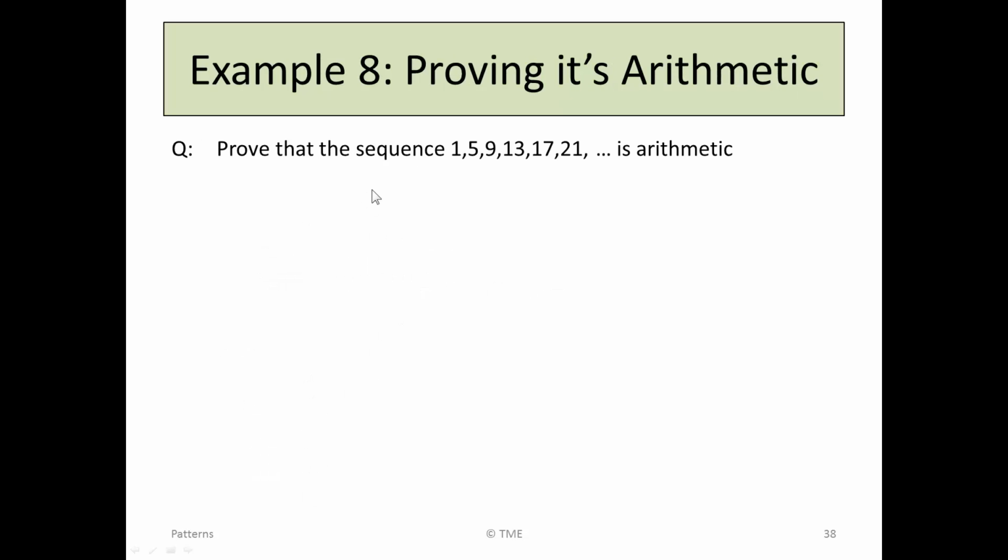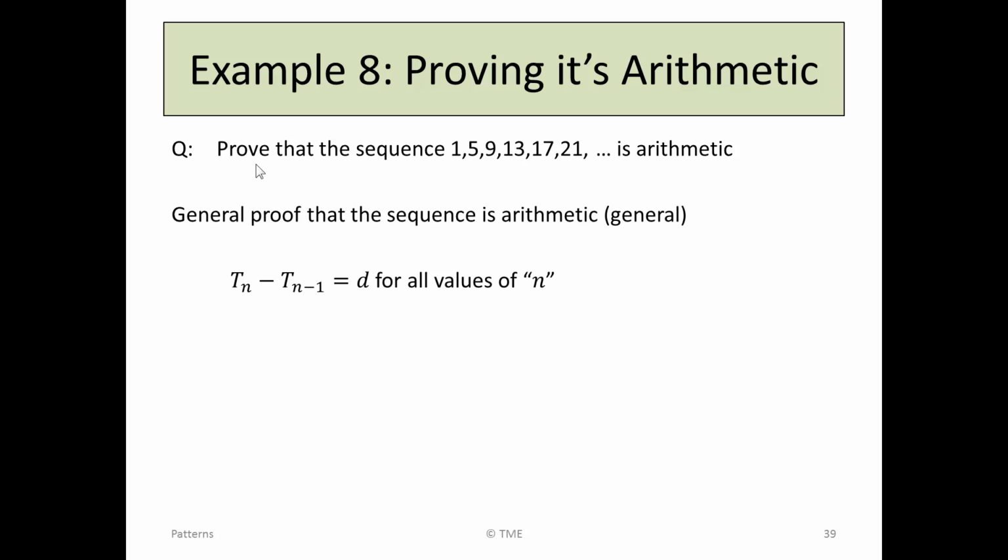We now look at example 8, proving that a sequence is arithmetic. We're asked to prove that the sequence 1, 5, 9, 13, 17, 21 is arithmetic. This is not a straightforward question. The word prove is a very heavy burden. We have to prove that it's not just true for some cases, but for all. It has to be true for the nth term.